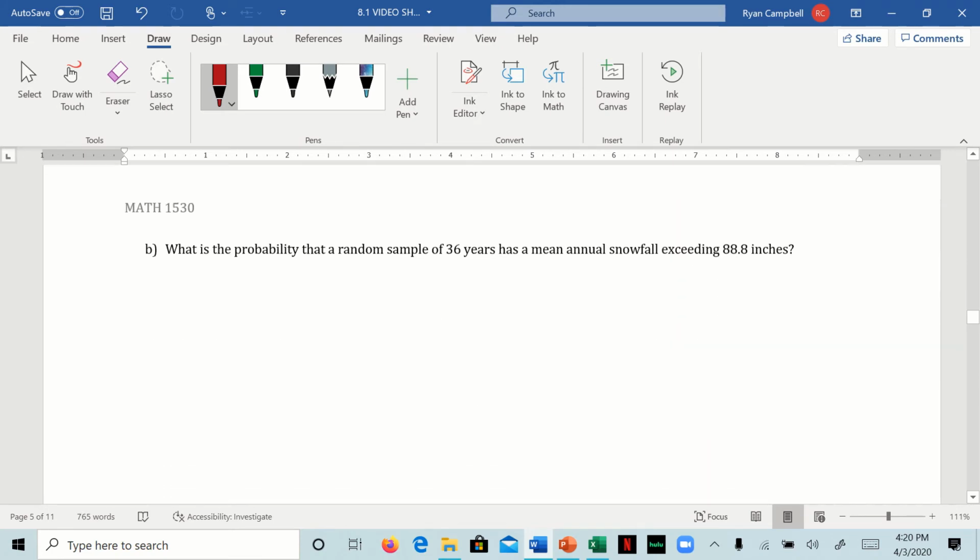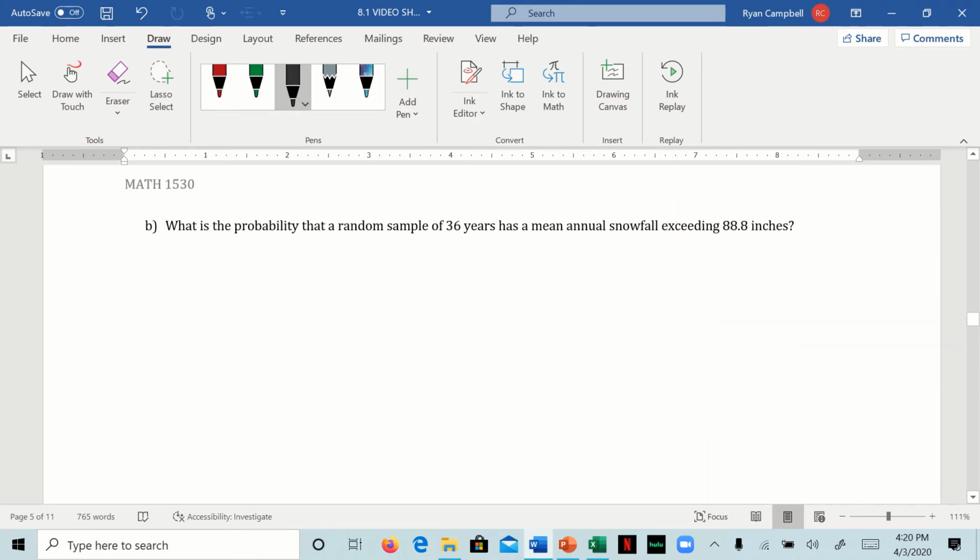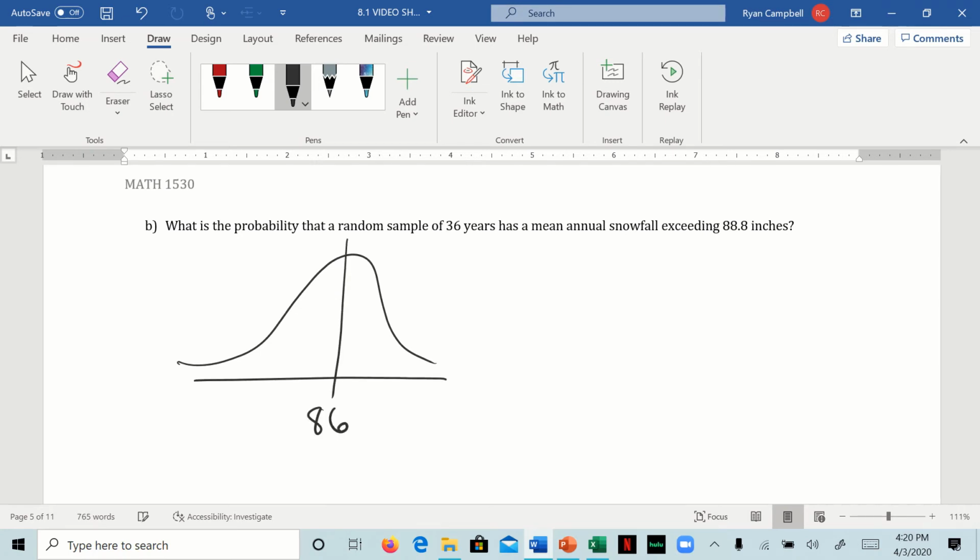All right. Same problem, part B. What if we have a random sample of 36 years? Then what's the probability that a random sample will have a mean annual snowfall exceeding 88.8 inches? So the population mean's the same. The value we're looking at is the same, right? So this looks like it's going to be the exact same thing.